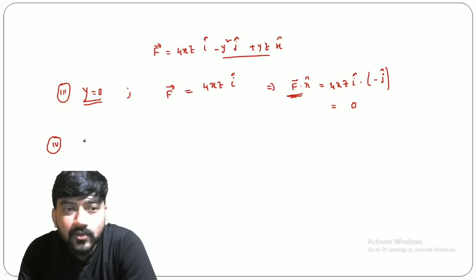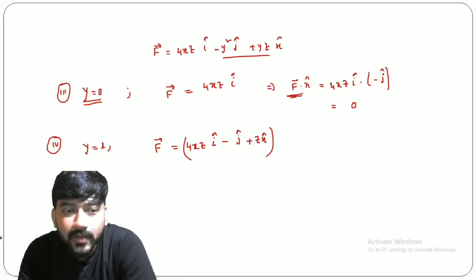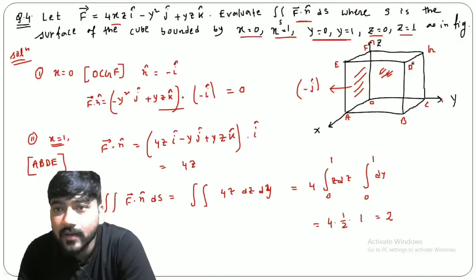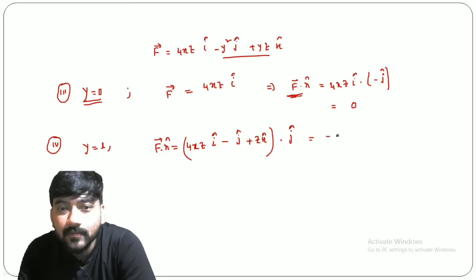Now if you talk about y is equal to 1, then you will have f equal to 4xz i cap minus j cap, because y is equal to 1, plus z k cap. Now here what will be n cap? Let me find n cap. For y is equal to 1, this is the y is equal to 1 surface, and the n cap will be j cap. So f dot n cap will be this dot j cap, so it will be just minus 1.